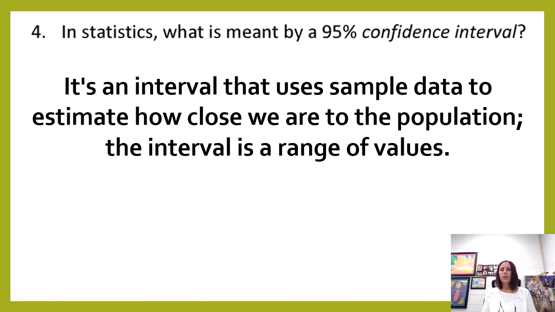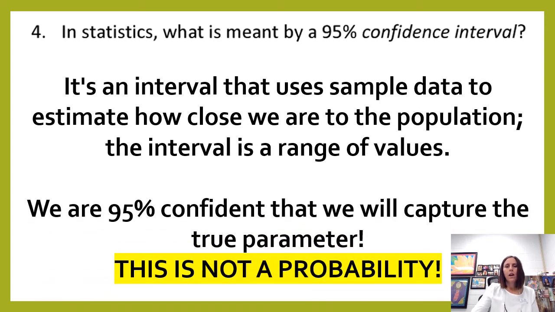First of all, it's an interval or a range of values that we use to estimate how close we are to the population. So it's a range of values. It kind of looks like an ordered pair, but it's not an ordered pair. Like, what's your low number, what's your high number, and somewhere in the middle is our true parameter. We're trying to capture our true parameter. In this case, if it's a 95% confidence interval, it means that we are 95% confident that we're going to actually capture the true parameter.